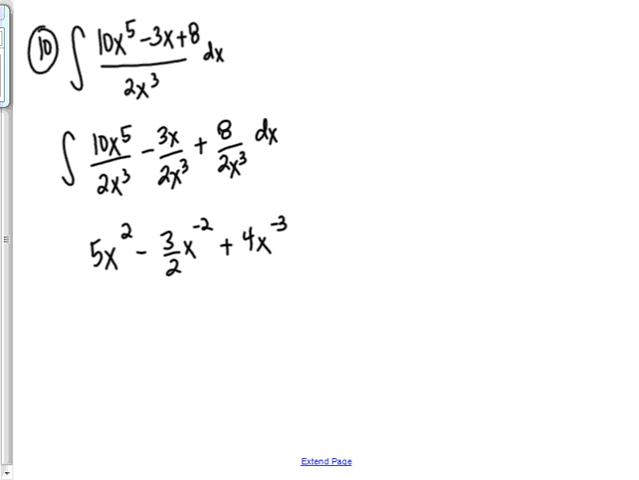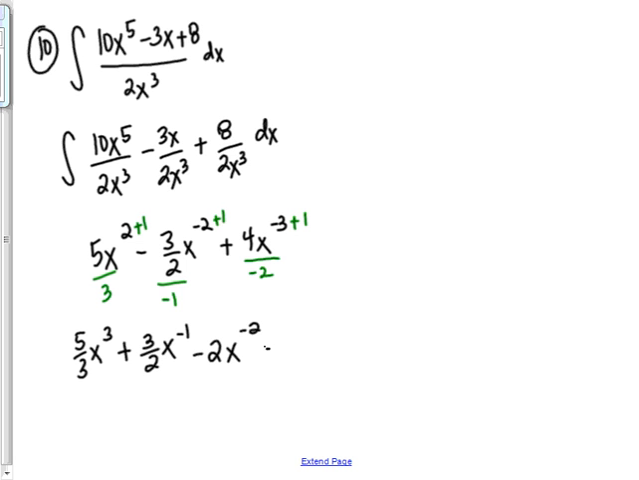All right, simplify it first. Now, add 1 to it, divide by the new power. Add 1 to it, divide by the new power. Add 1 to it, divide by the new power. So we would get 5/3 x cubed. All right, those two are going to switch it to a positive. 3 halves x to the negative 1. And this makes it a negative 2 x to the negative 2 plus c.